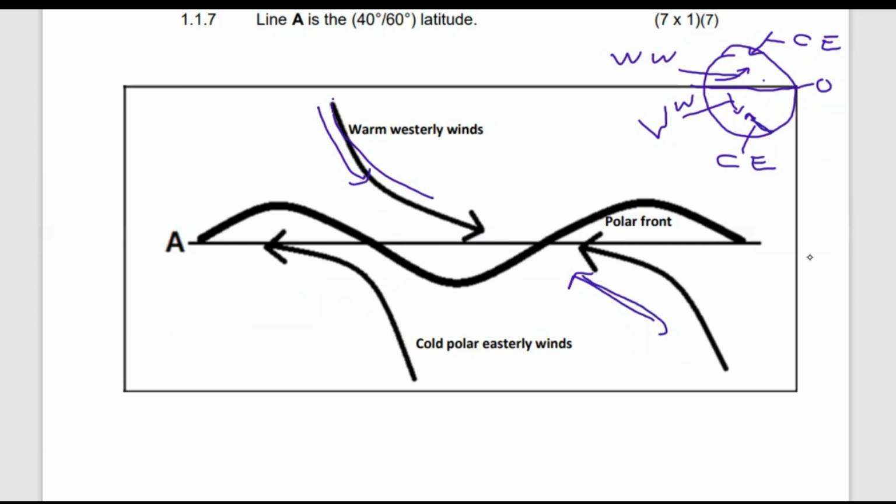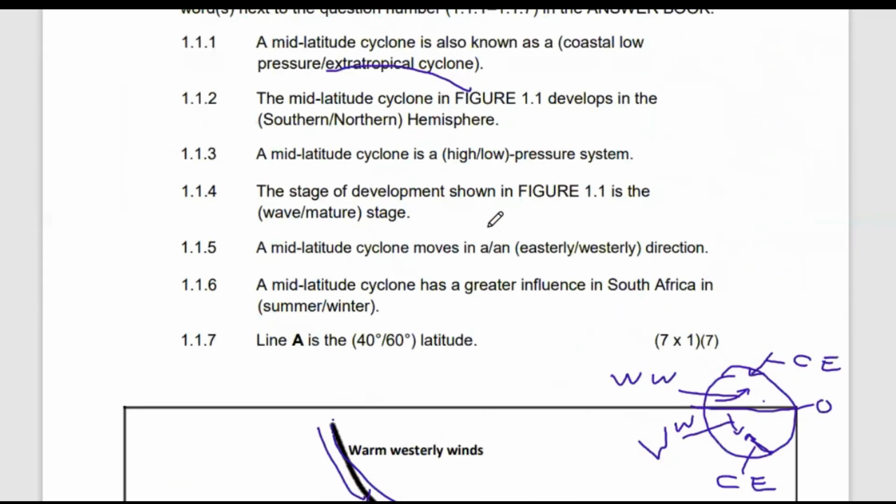Which means that this MLOC, which we refer to as a mid-latitude cyclone, was situated in the southern hemisphere by the mere fact that the westerlies are situated on top and the easterlies are situated at the bottom, which is clear here. We have the warm westerlies situated on top and the cold easterlies at the bottom. And if you check on our figure, this is the warm westerlies on top and the easterlies at the bottom. So our answer then is supposed to be southern hemisphere.